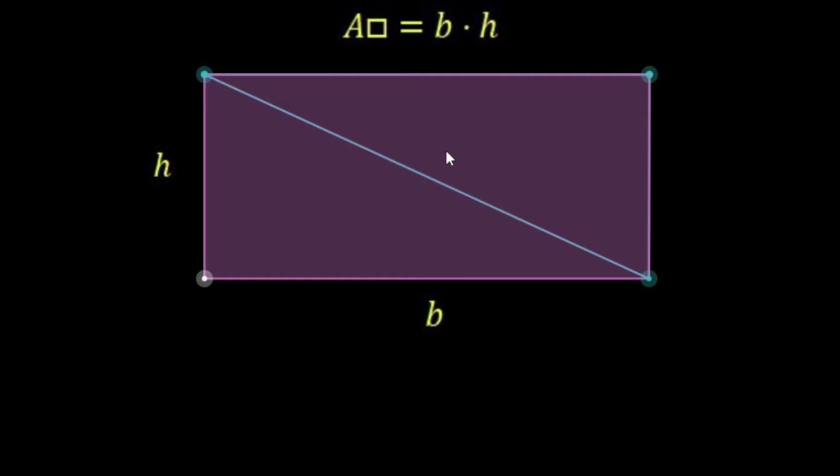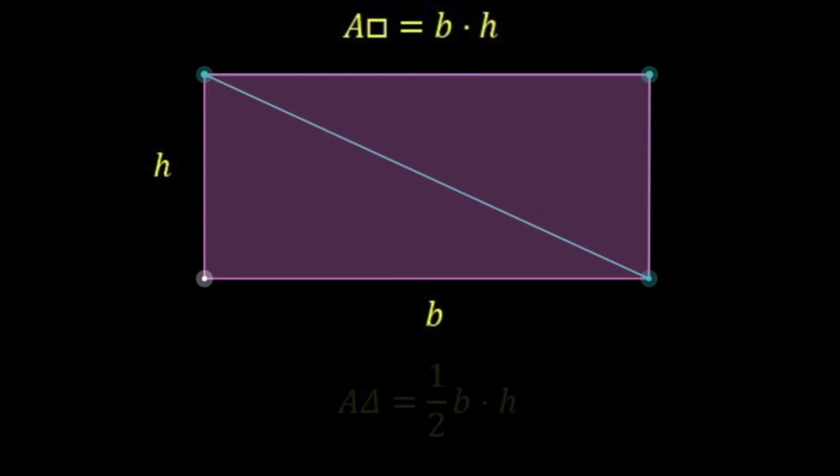So that means that if the area of this rectangle is base times height, then the area of one of those triangles is just going to be half of the full area. So we can say right away that the area of a triangle is a half base times height. And this is the little equation that we're going to use for the area of a triangle. Now this doesn't constitute a mathematical proof, but we're not interested in the proof for the moment. We just want to get to the equation so that we can use it throughout the rest of the course.